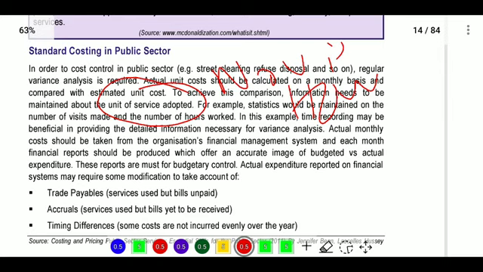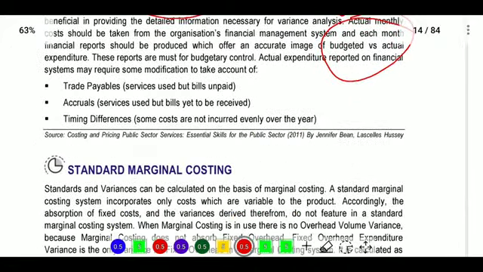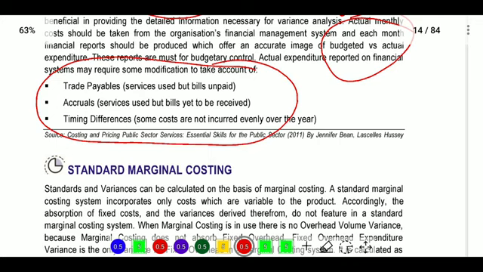Next, actual monthly cost should be taken from the organization's financial management system, and each month a financial report should be produced which offers an accurate image of budgeted versus actual expenditure. This report is a must for budgetary control. Actual expenditure reported on the financial system may require some modification to take into account trade payables, that is services used but bills unpaid, accruals, services used but bills yet to be received, and time differences, as some costs are not incurred evenly over the year.